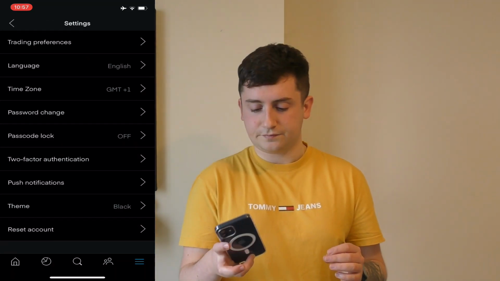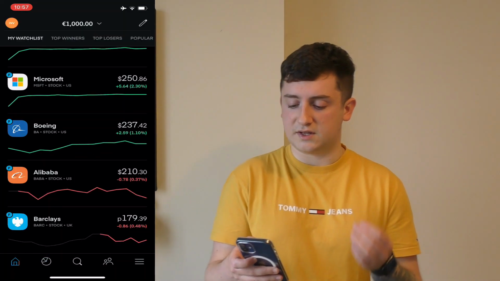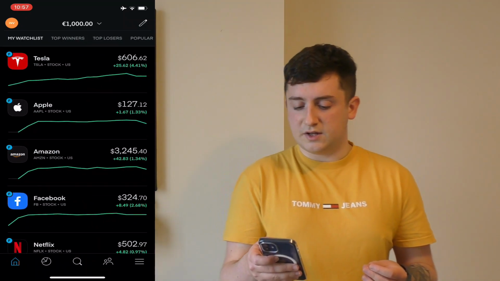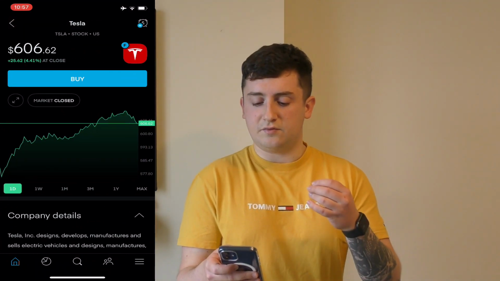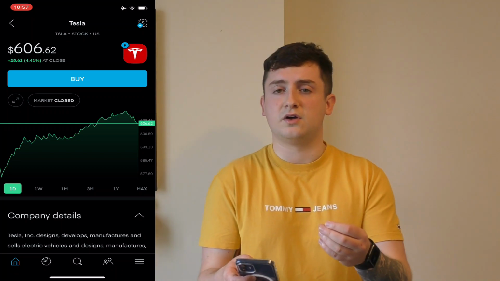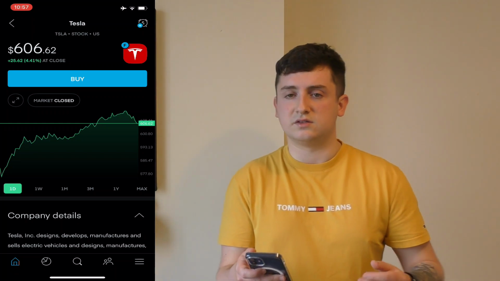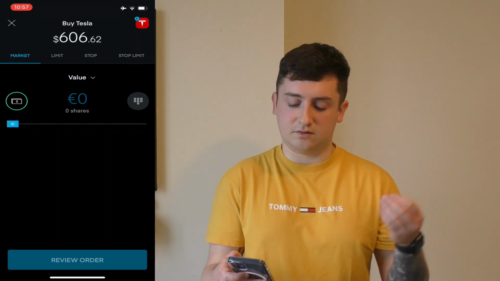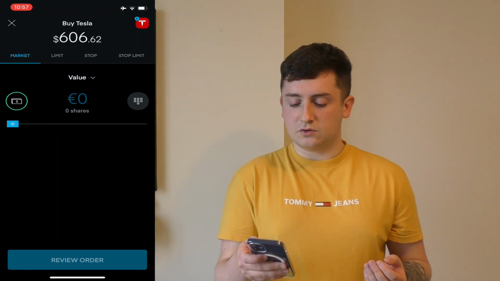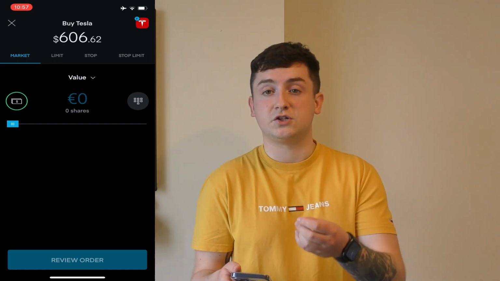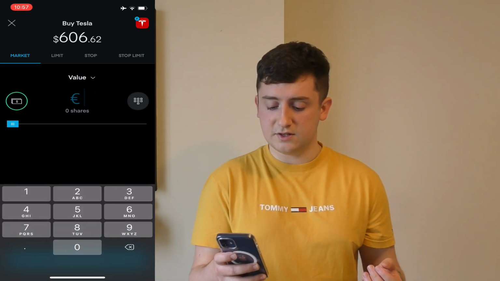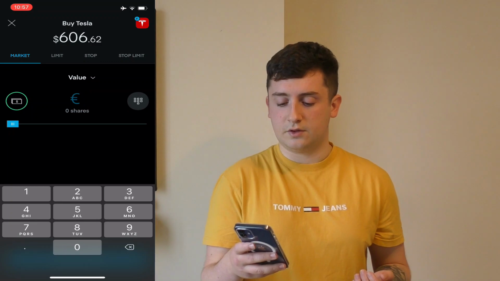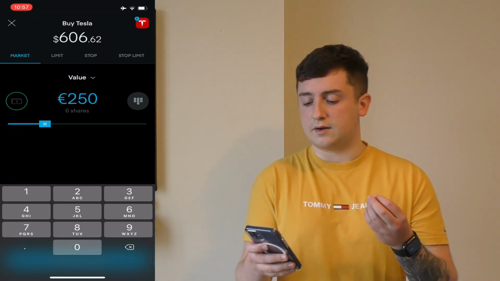So for example, we'll just start off with a popular one, Tesla. If you want to buy a share in Tesla, if you have €1,000, you don't want to spend $600 on one share in Tesla, because then over half your money is in one company, and that's not really the right way to do it. So what you can do here, you can buy a fraction of a share in Tesla. So let's just say you want to buy €250 worth of a share. So you go 250, you're getting half a share.